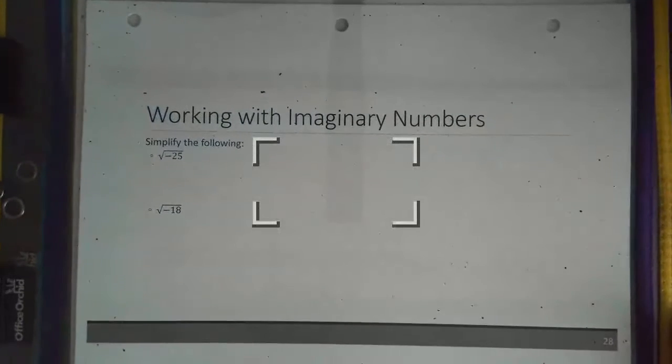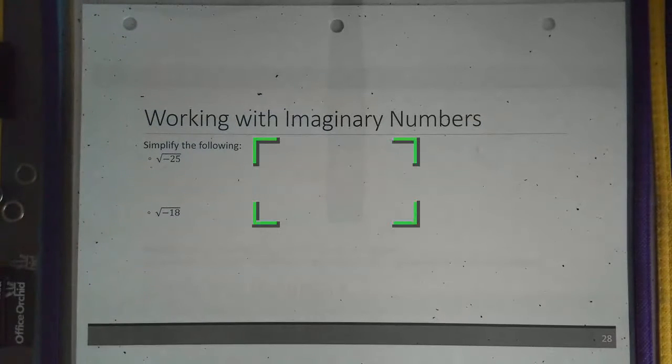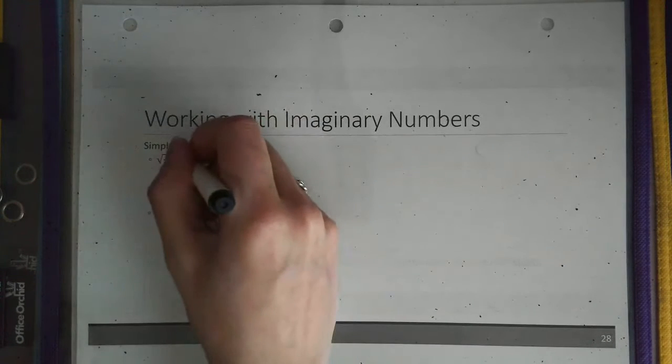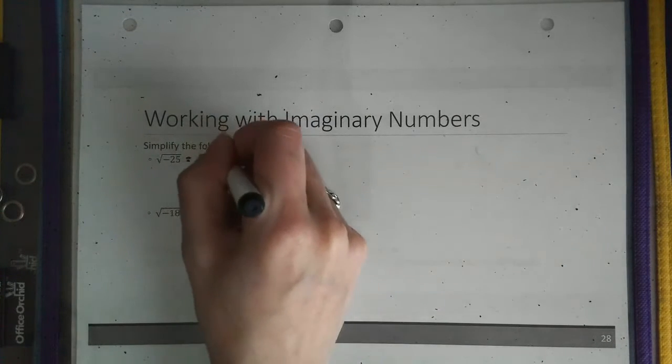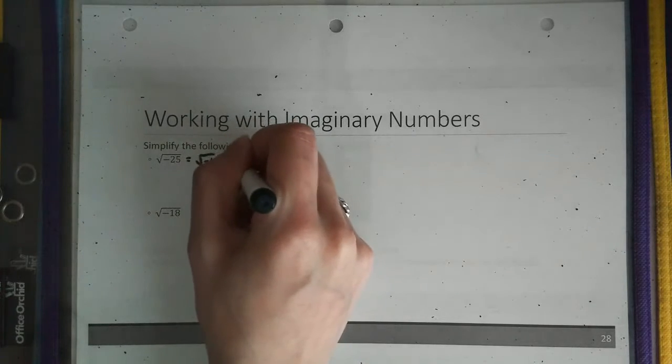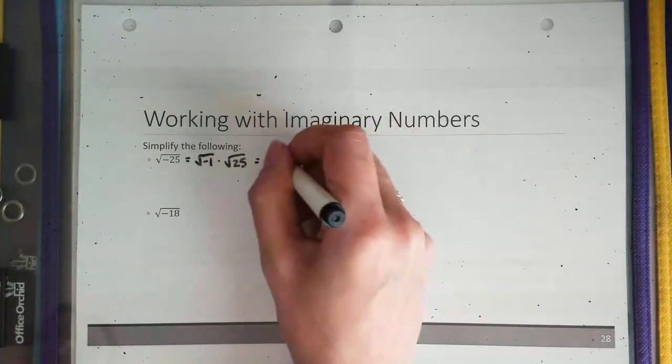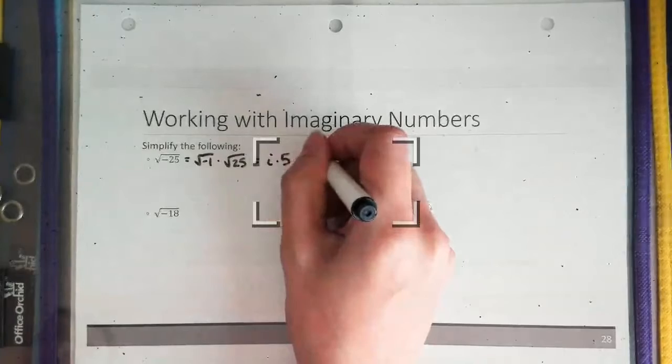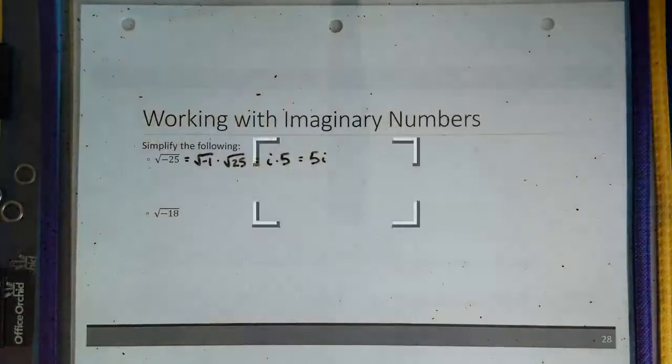We're going to start working with imaginary numbers by simplifying some negative square roots. So first up we have the square root of -25. If we break that into the square root of -1 times the square root of +25, we see that this is i times 5, which we would write as 5i.